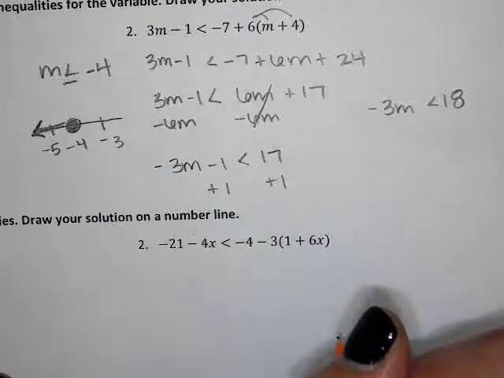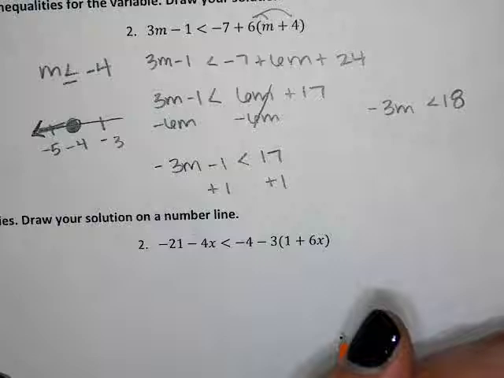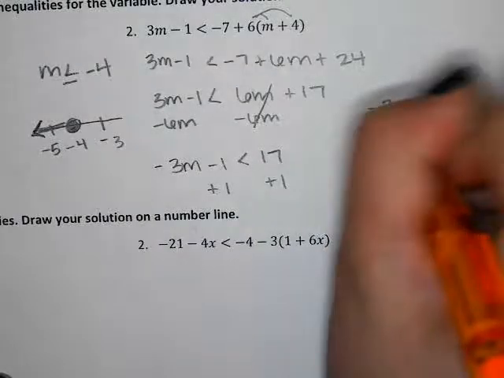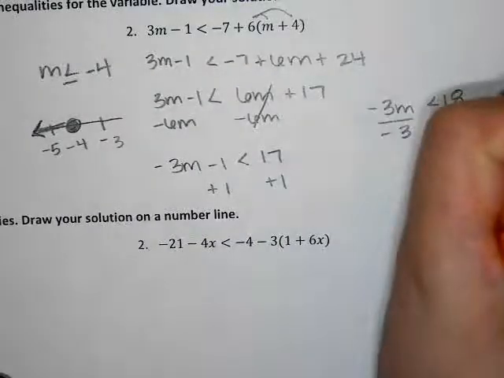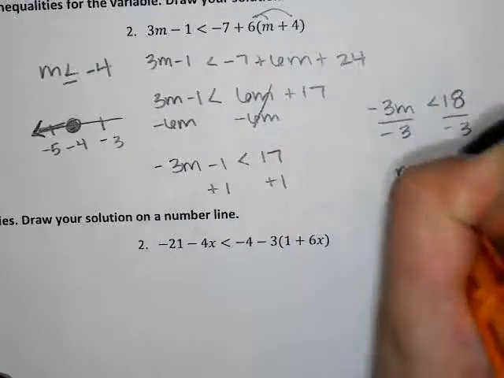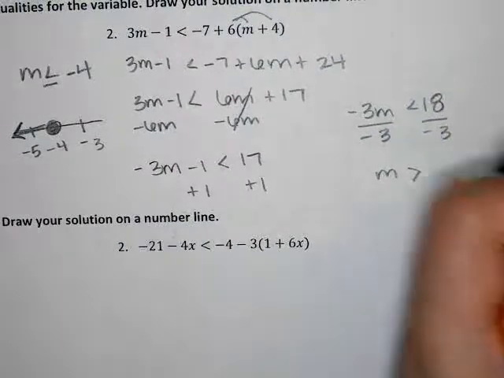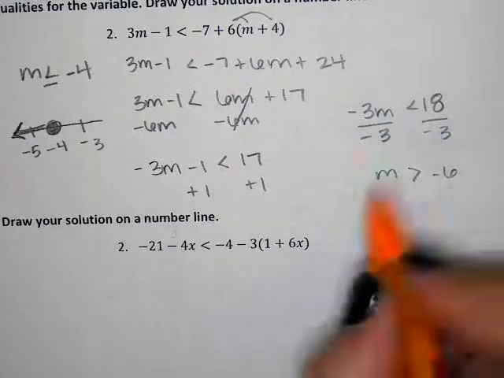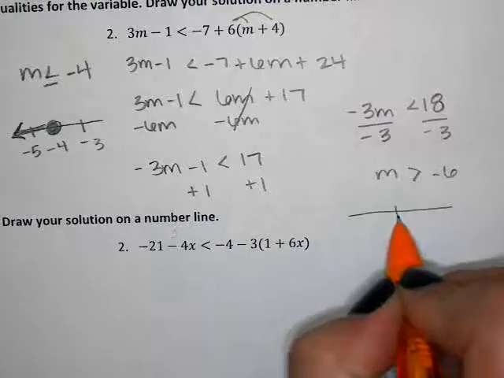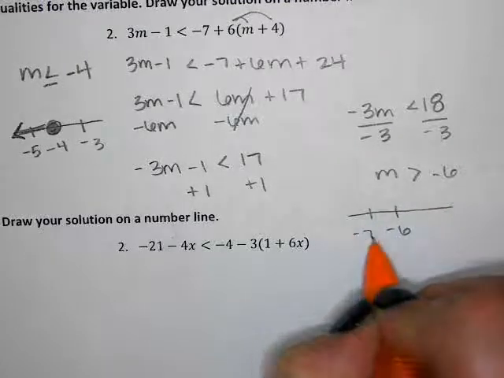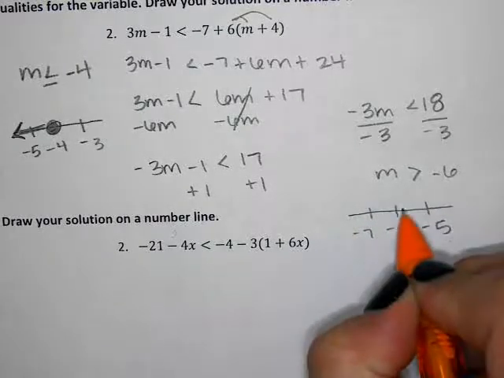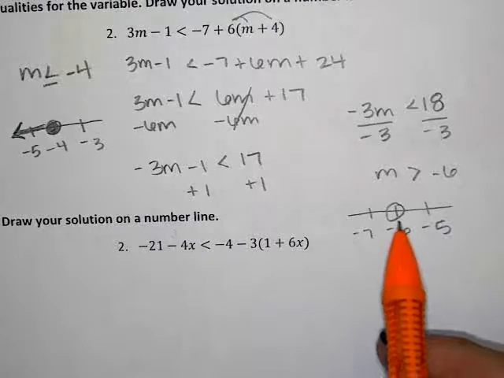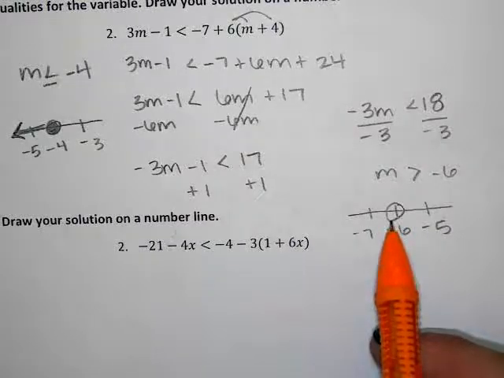Then divide by negative 3. Flip your sign. Negative 6. Okay, m is greater than negative 6. So we've got negative 6. We should not fill it in because it can't equal negative 6.